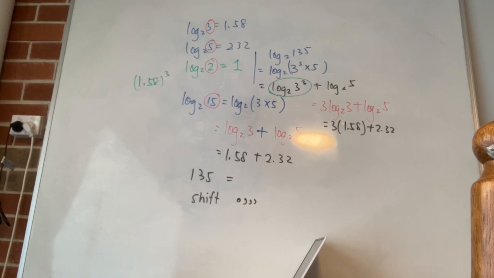And log base 2 of 2 gives you 1. Log base 2 of 5 gives you that number. So that means you are going to have 2 times 1, since you have the 2 in the front, right? Plus 2.32. Minus that. This is a 1. There is no 2. Log base 2 of 2 is 1.